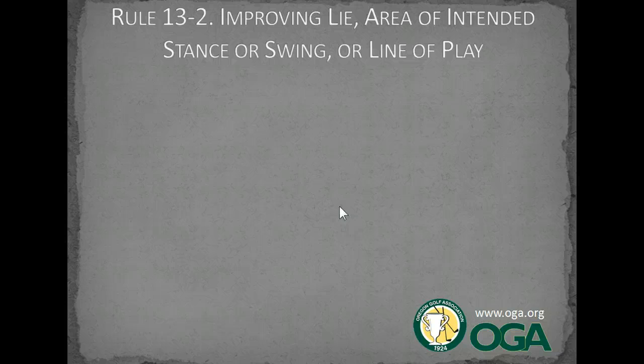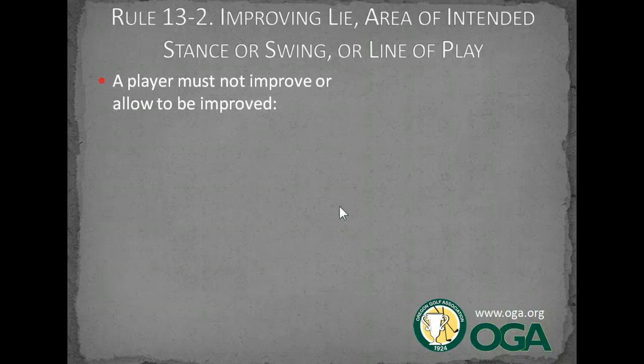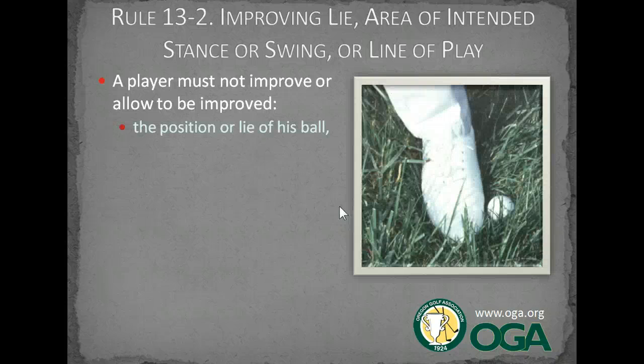All right, let's move on to an actual rule of golf. 13.2. Improving lie, area of intended stance or swing, or line of play. This rule is vitally important for you to understand, but is also fairly long and can get kind of confusing, so you might need to read through this one a couple times. A player must not improve or allow to be improved, and we'll see a demonstration of what is allowing to be improved. These are areas that we're concerned about.